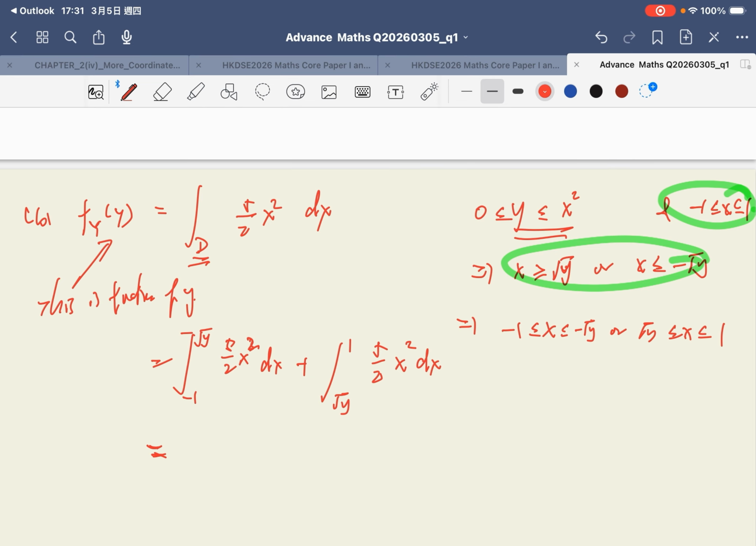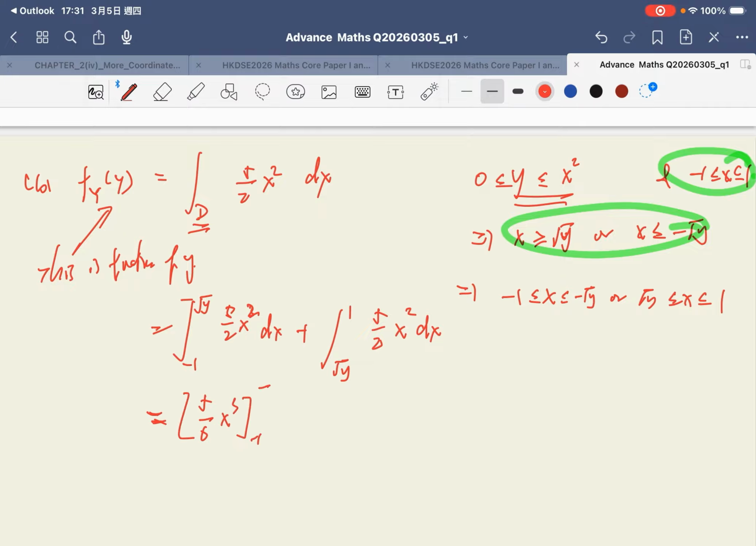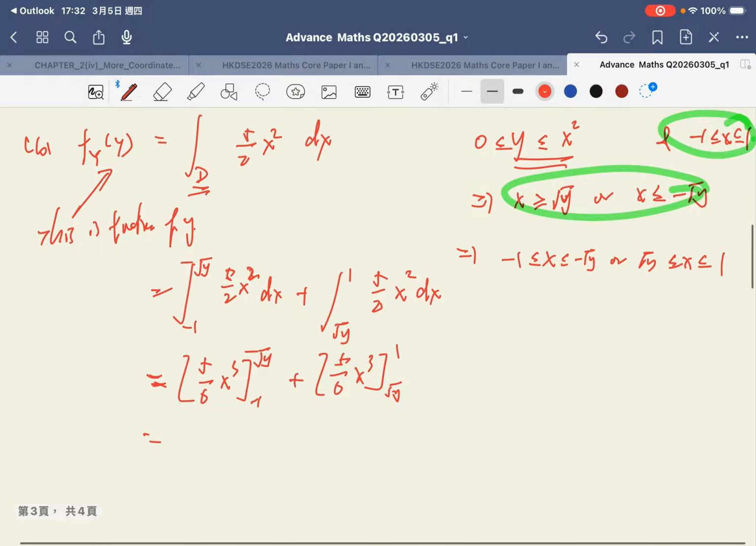Now for this one, 5 over 6 x cubed, from -1 to negative root y, plus root y to 1. Oh, sorry. 5 over 6 x cubed from root y to 1. Then you can calculate it easily.